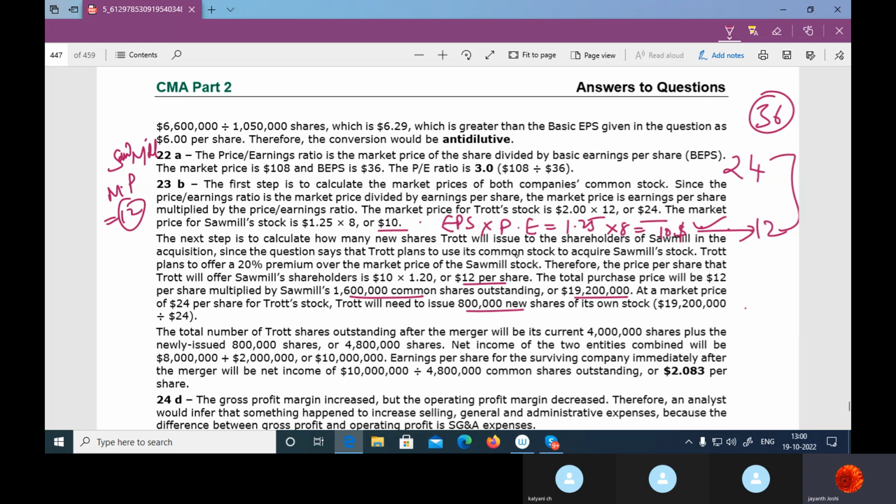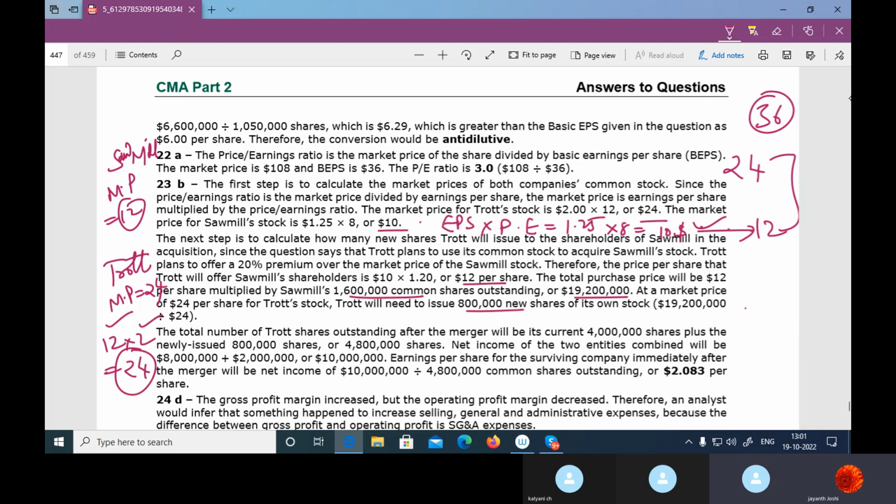That is 24 maybe, because 12 and 2. At market price, Trot stock will be market price 24. Why? Because 12 into 2. 12 is the P ratio, 2 is the EPS. So 24 we got. So this 12 and the 24 we got, correct?